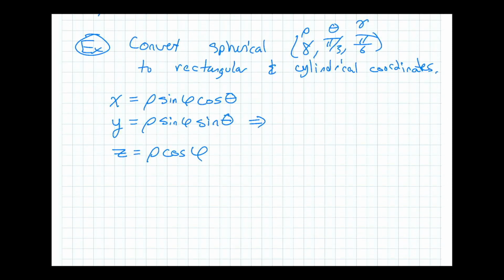So you have x is going to be simply rho, which is 8, times the sine of phi, which is sine of pi over 6, times the cosine of theta, which is cosine of pi over 3. So you work that out. 8 sine of pi over 6 is a half. Cosine of pi over 3 is also a half. So you have 8 times a half, which is 2.